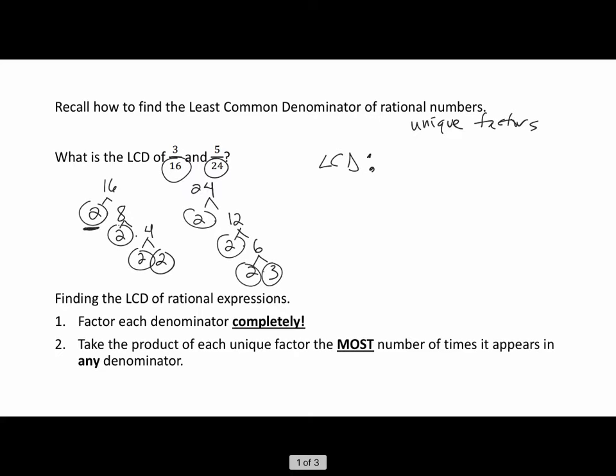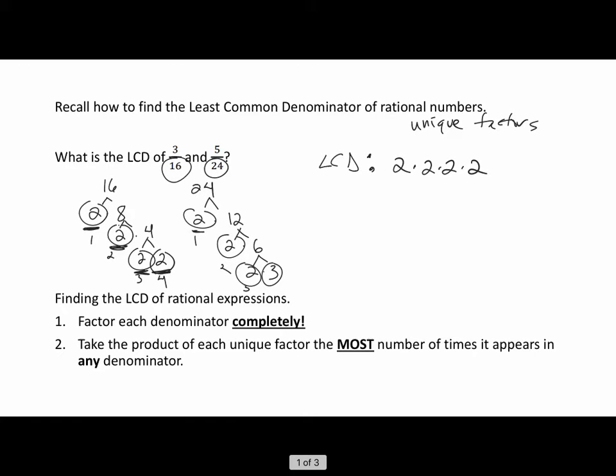So let me start with 16. I have a factor of 2. So my LCD is going to have a 2. Well, let's see the most number of 2's I have. I have 1, 2, 3, 4 2's here, and 1, 2, 3 2's here. So which is bigger, 4 or 3? 4. So I need 4 2's in my LCD. So then my next factor, that 2 is not unique because I already have it in my LCD. So I'm done with 16.